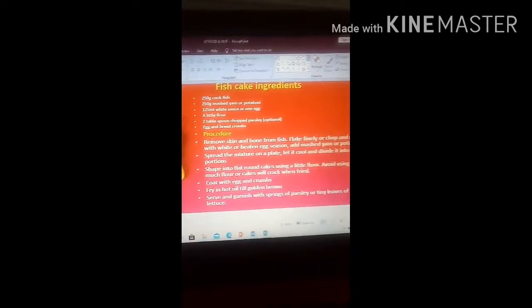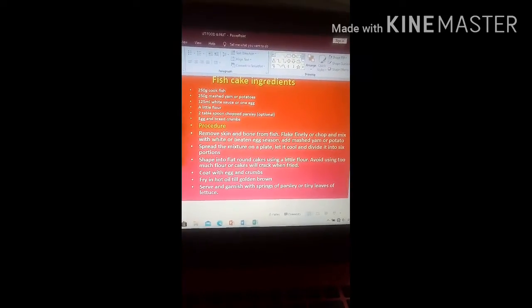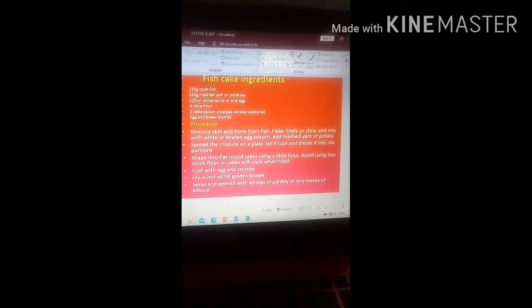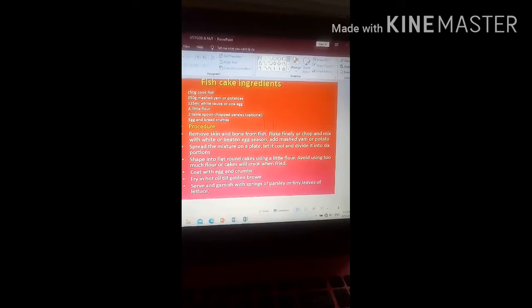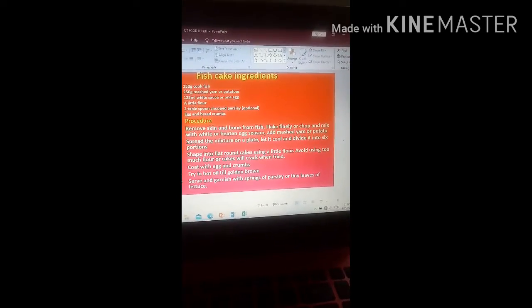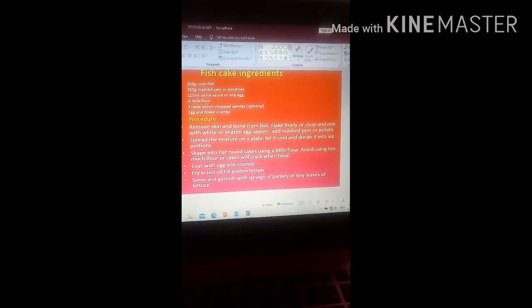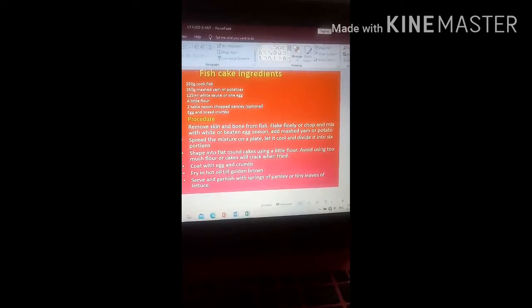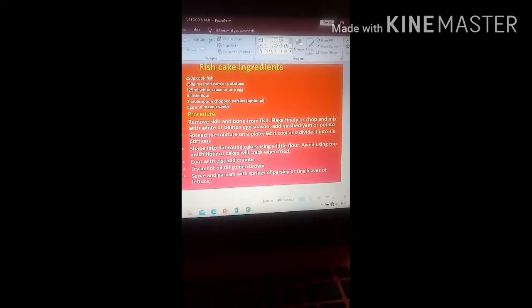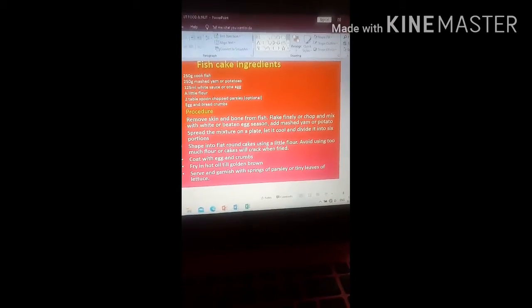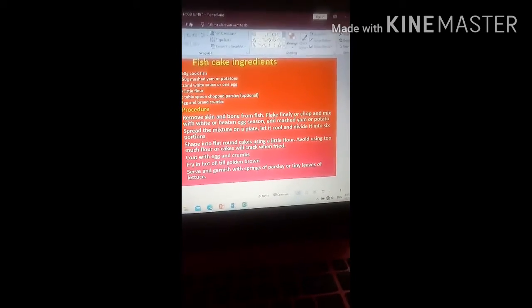Procedure: how do you do it? You remove the skin and bones from the fish, then you flake it finely. That is, you flake the fish, or you chop it, and then you mix with white or beaten egg and season. You add mashed yam or potato. You spread the mixture on a plate, let it cool, and divide it into 6 portions. Shape into flat round cakes using a little flour.